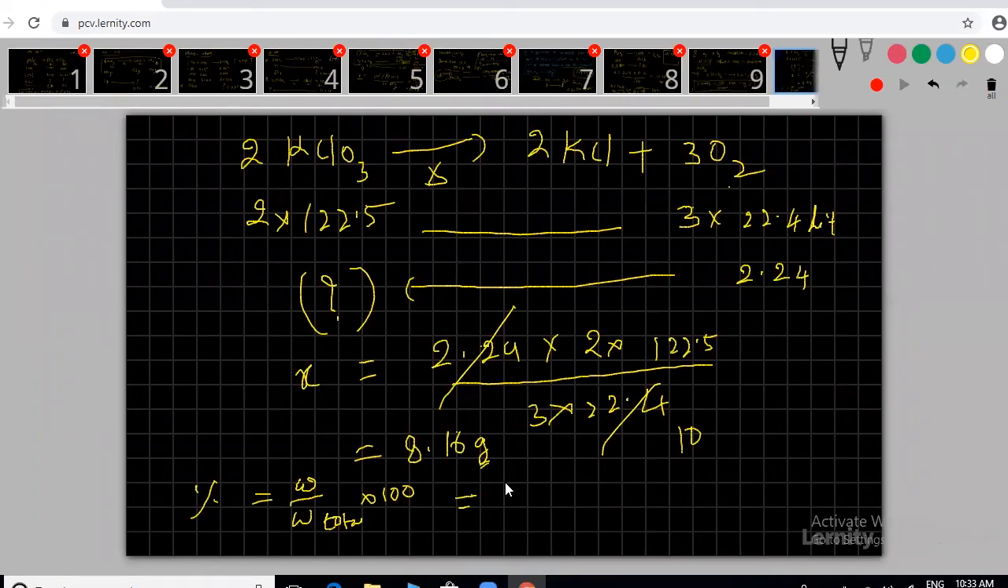I am getting this as the actual weight, 8.16 grams. But in the question they gave 10 grams, into 100. We'll get 81.6%. Out of 10 grams, 8.16 is the pure compound and the remaining is impurity. So I need to find out the percentage of purity. Yes, correct, 81.6%.